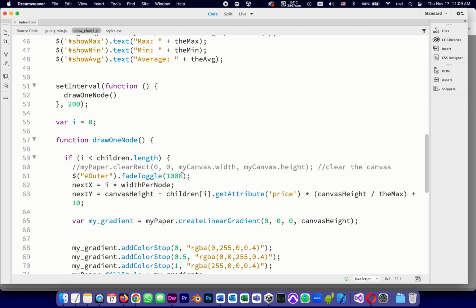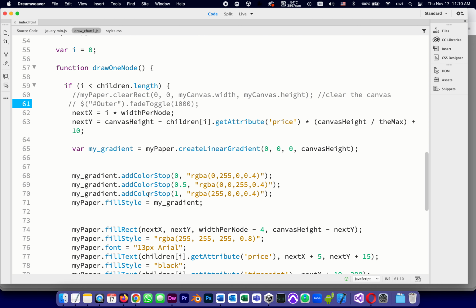This outer fade toggle is not relevant. I'm going to comment it out. Once we calculate the width per node, to remind you, the width per node is how much we need to move from left to right based on the number of nodes we got. Like if we got 10 nodes, we need to divide the width of the canvas by 9. So once we figure that out, here are the differences.